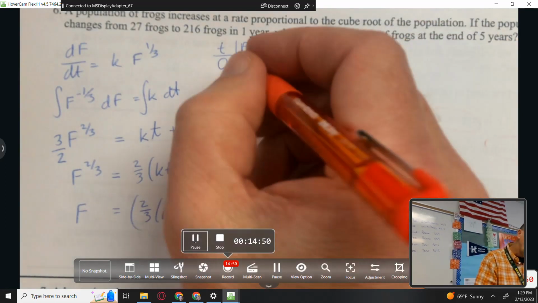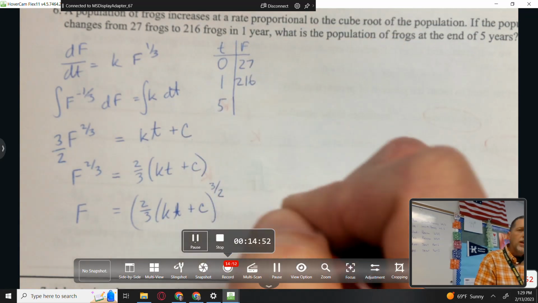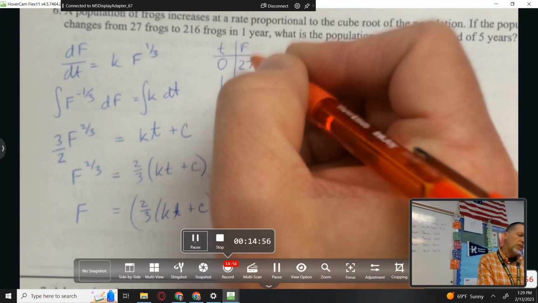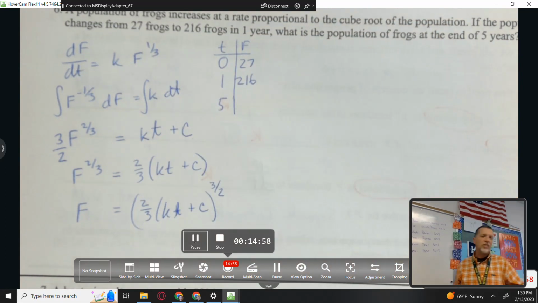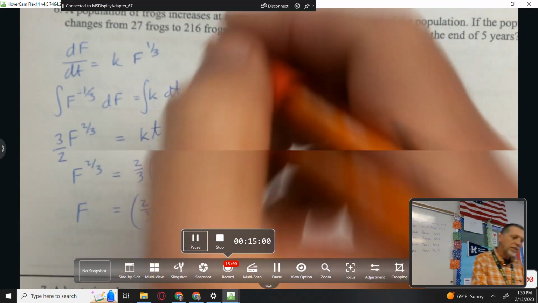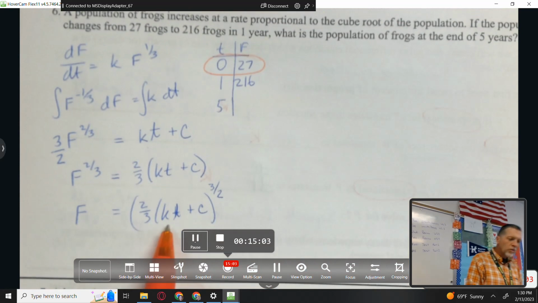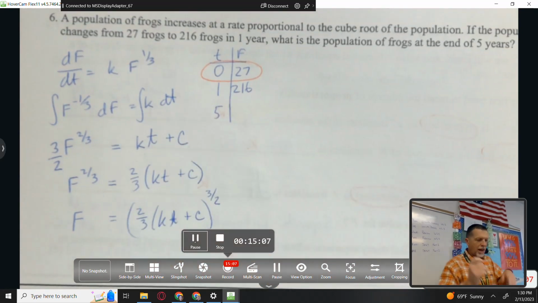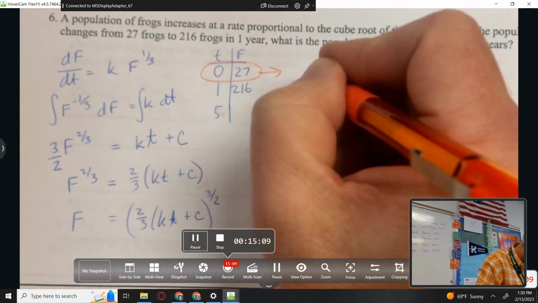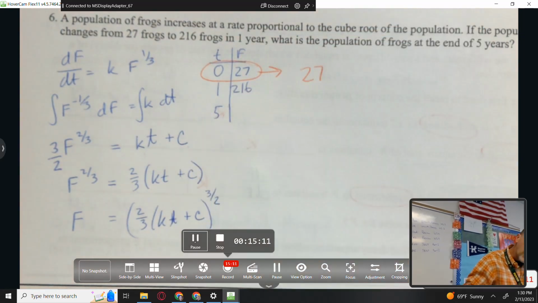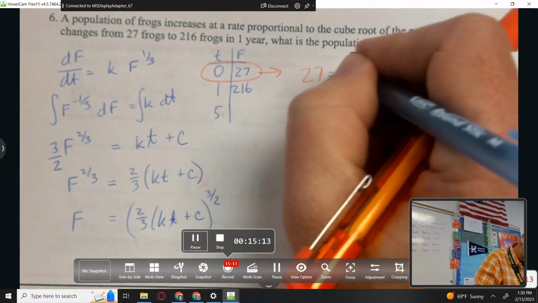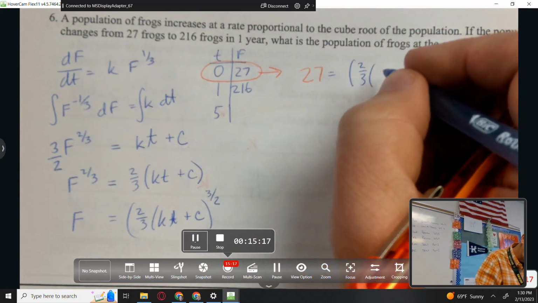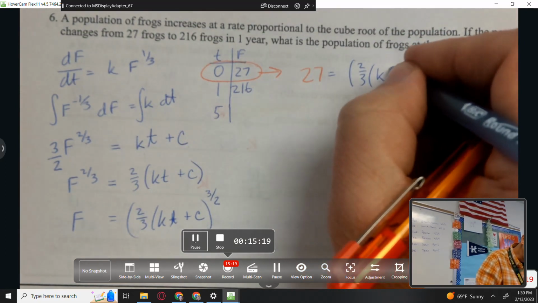Alrighty. Well, I think it's obvious. Which point would you like to use first? The 0 one, probably. So again, don't set out to solve for K or C. Use the easier point and then just see what happens. So 27 in for F. I've got a mess on the other side, but there's a 0 in there, so that's helpful.